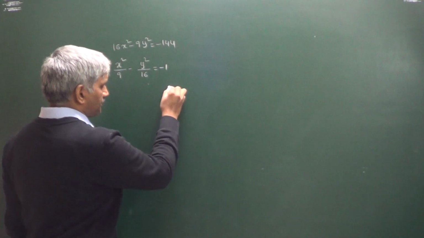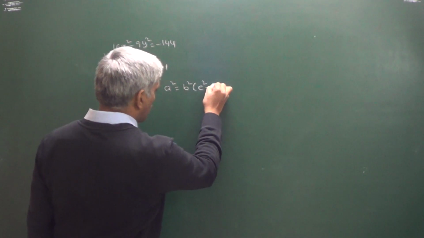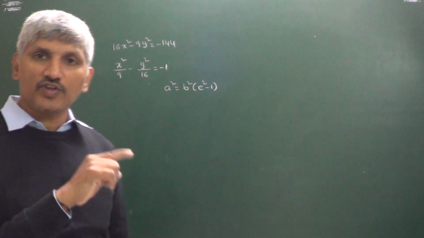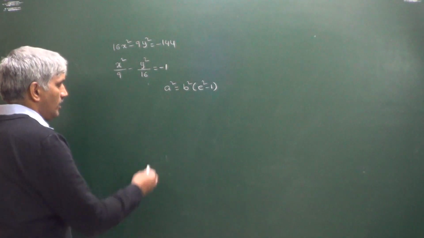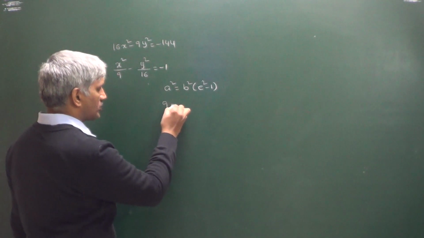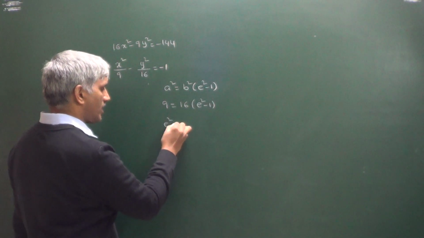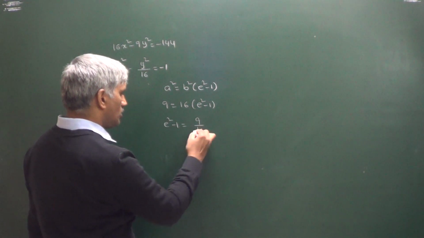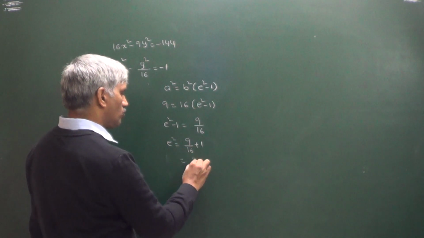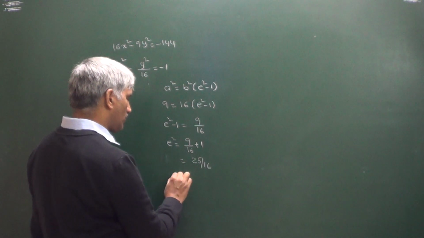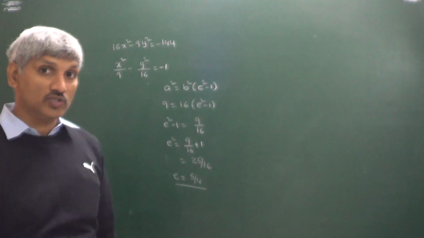What is the condition here? In the second form, this is the condition. We have a square is equal to b square into e square minus 1 in case of hyperbola. In case of an ellipse, you will get 1 minus e square, whereas in case of hyperbola, you will get e square minus 1. Now a square value is equal to 9, b square is equal to 16 into e square minus 1. Therefore, we are getting e square minus 1 is equal to 9 by 16. So e square is equal to 9 by 16 plus 1, that is equal to 25 by 16. Therefore the value of e is 5 by 4. Eccentricity for hyperbola is more than 1.